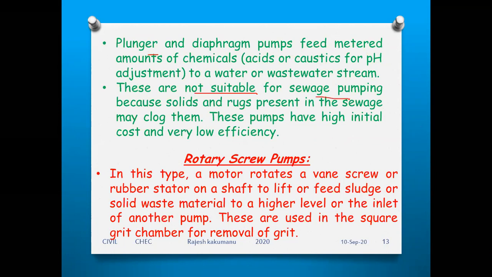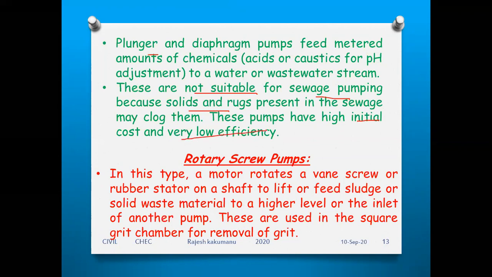So this process is used in other applications. These are not maximally used for sewage pumping because solids and sludge or rags present in the sewage will clog them. These pumps have high initial cost and very low efficiency. So when we purchase, the initial cost is very high, and the maintenance is also very high. Thereby we are getting very low efficiency.